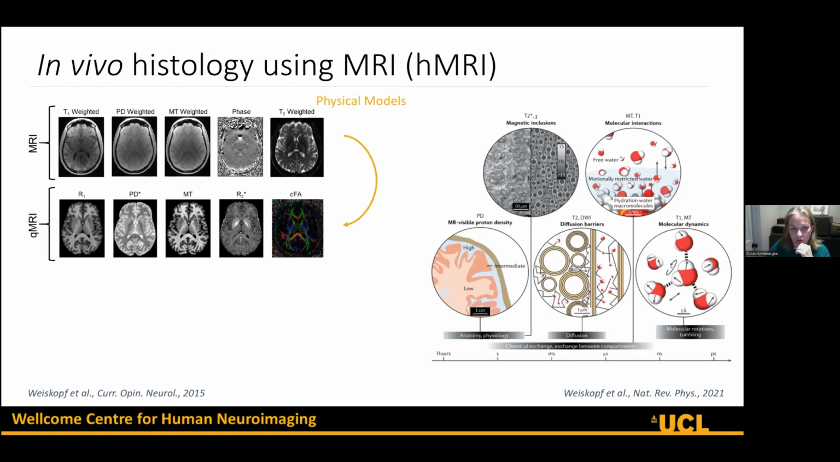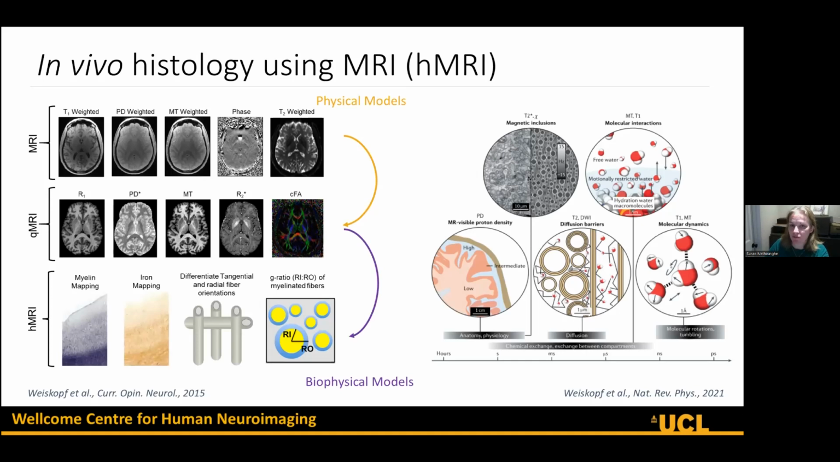Now, really what we would want to do is go a step further and use biophysical models that tell us how these relaxation times are being dictated by the underlying biological features, so as to be able to map things like myelo architecture, iron distributions, really quantify what the fiber pathways are like. But for today, what I'm going to do is focus on this middle aspect of quantitative MRI, because it is something that's become much more mature, but is also then a requirement in order to move towards this concept of in vivo histology, where we really map the underlying tissue properties.